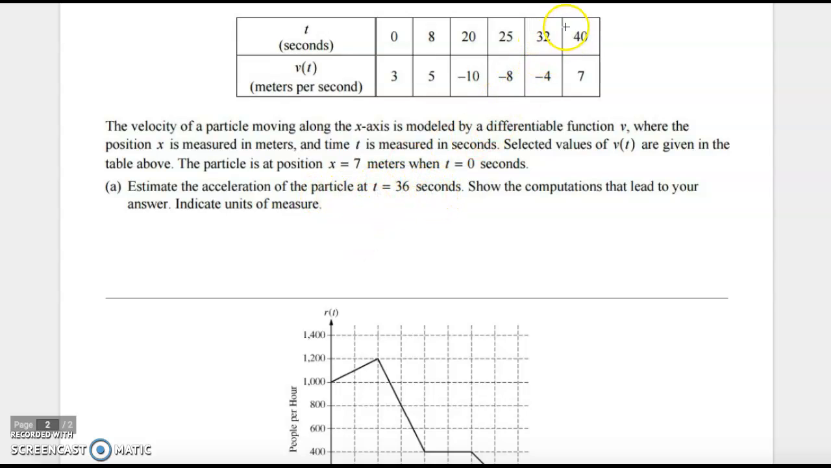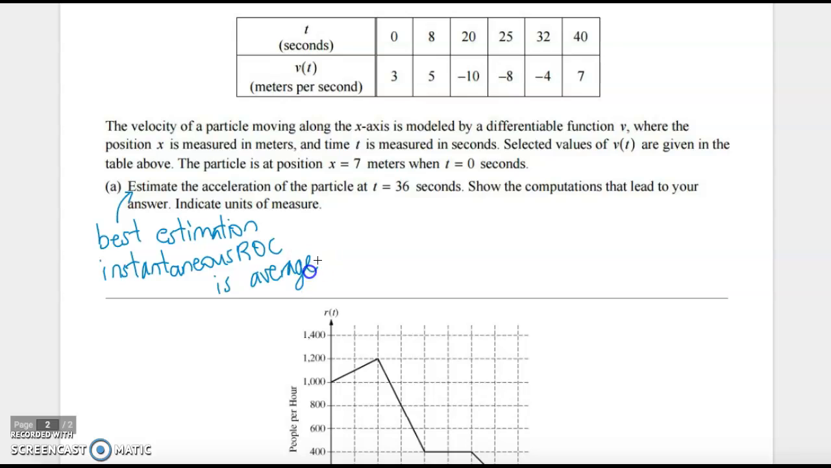Now, I can see right off the bat that we're going to run into a bit of an issue because I don't actually have the time 36 in here. Luckily for us, the best estimation of an instantaneous rate of change, and you can write this down if you want, is the average rate of change closest to that time period.